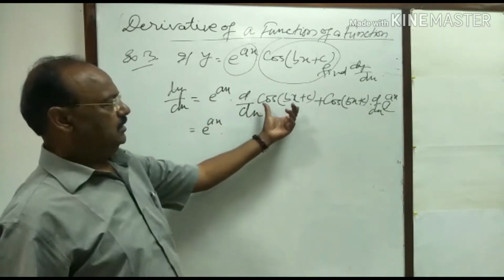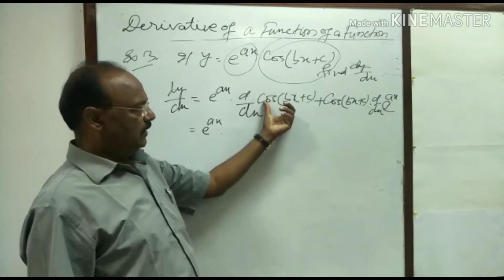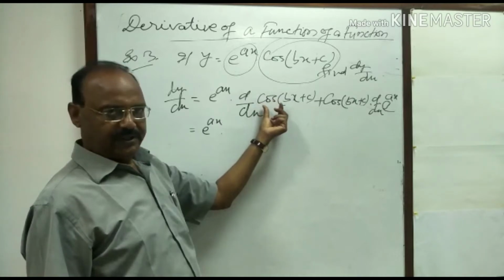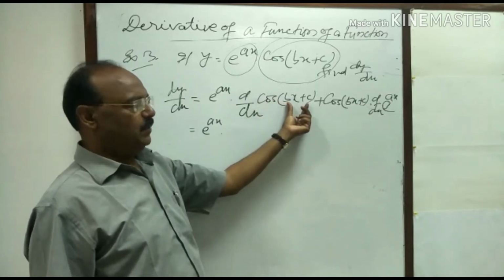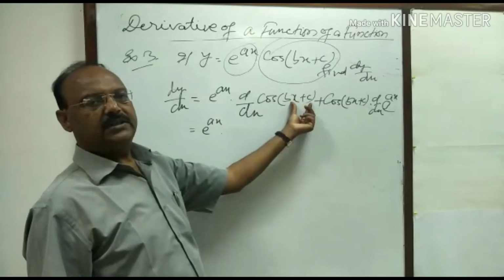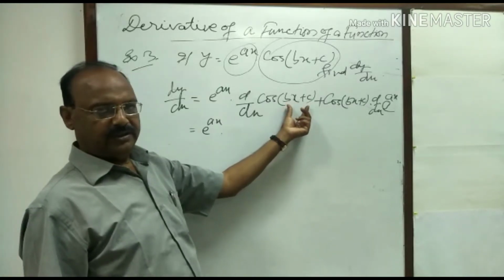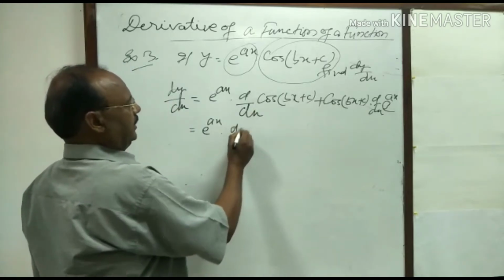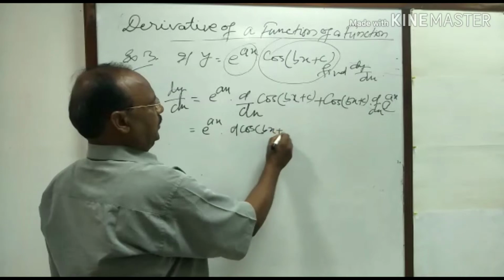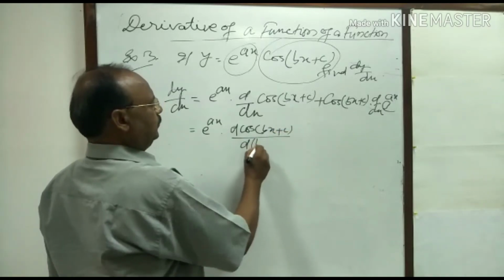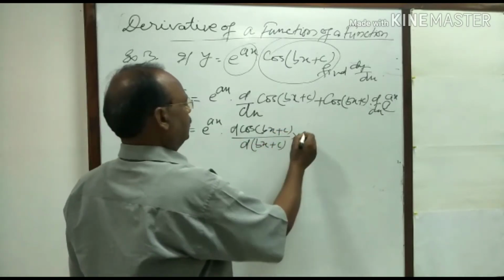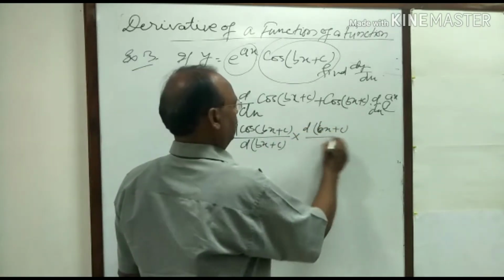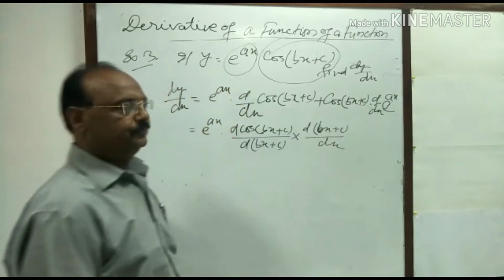Now you see this cosine function is a function of bx plus c. So this cosine function will be differentiated first of all with respect to bx plus c, and bx plus c is a function of x, so it will be differentiated with respect to x. So by chain rule we will write here derivative of cos(bx plus c) with respect to (bx plus c) into derivative of (bx plus c) with respect to x.